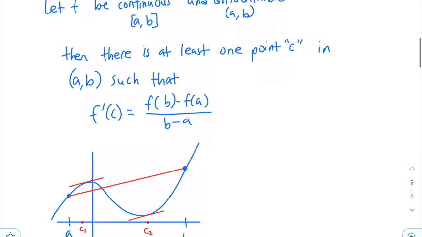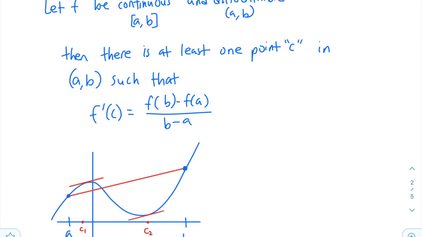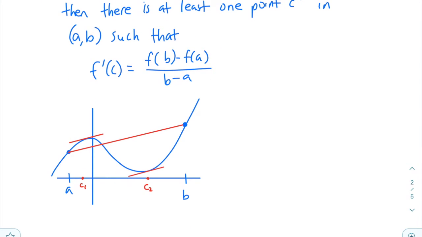So what the mean value theorem says is that there is at least one point c in a and b, which are x values of some function. There's at least this one point c where we get this equation here. F prime of c is equal to f of b minus f of a over b minus a. What does that mean? Well, we know f prime of c is the derivative at c. So there's at least one point c in that interval where the derivative at c is equal to, and what is this? This is the slope of the secant line between a and b.